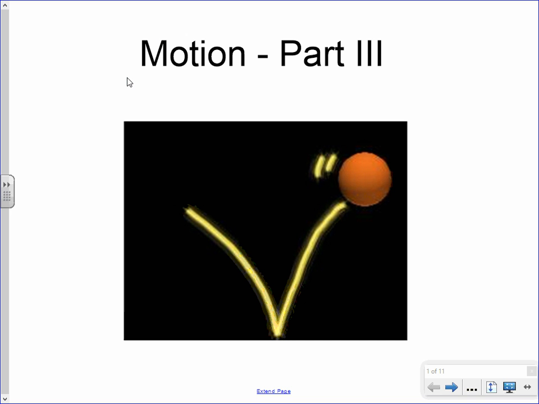Okay, what concept in calculus have we not incorporated into our motion unit? Antiderivatives. That's what we're basically going to do today. How do antiderivatives fall into this concept of motion?